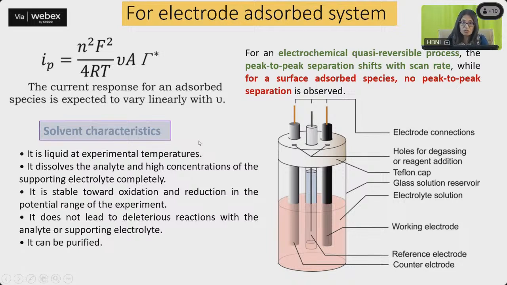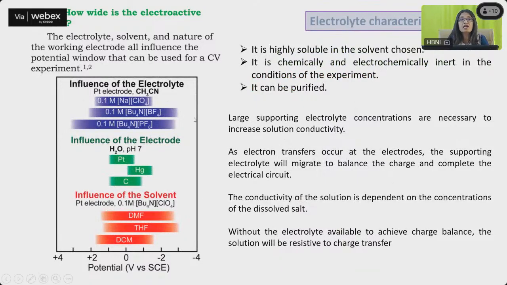You have a solvent and then you have some ions in it. So what is that solvent? This has to be liquid at experimental temperature. It should dissolve the analyte and high concentrations of the supporting electrolyte completely. It should be stable towards oxidation and reduction in the potential range of the experiment. It should not lead to deleterious reaction with the analyte or supporting electrolyte, and it can be purified. So those are the characteristics of the solvent which you use for the electrolyte.